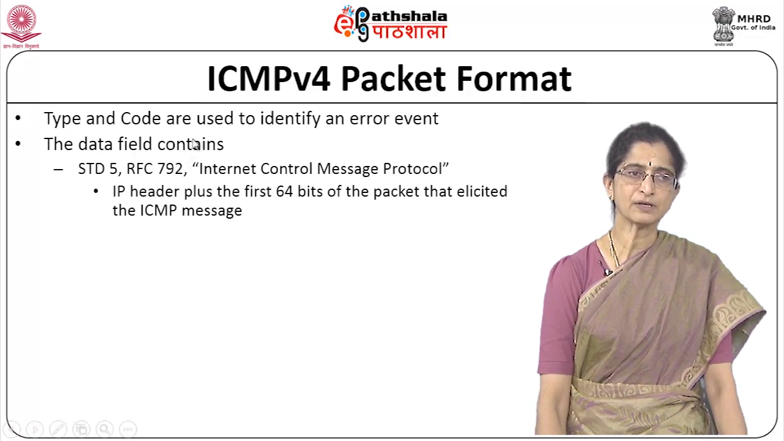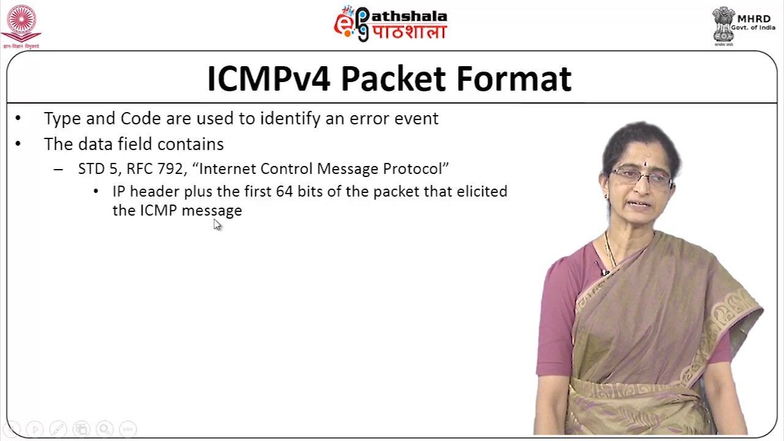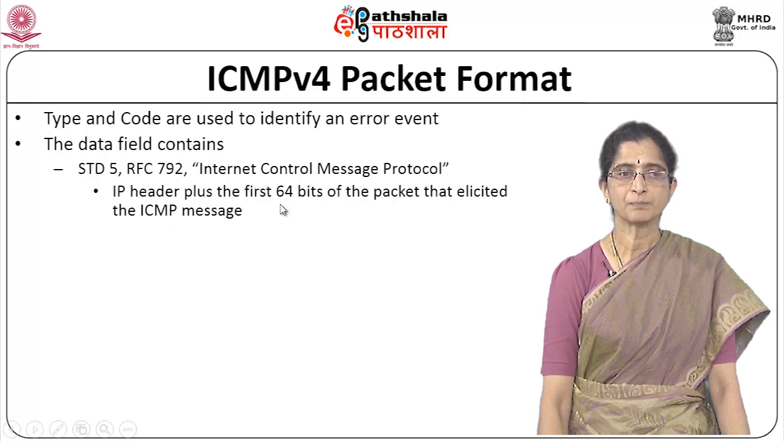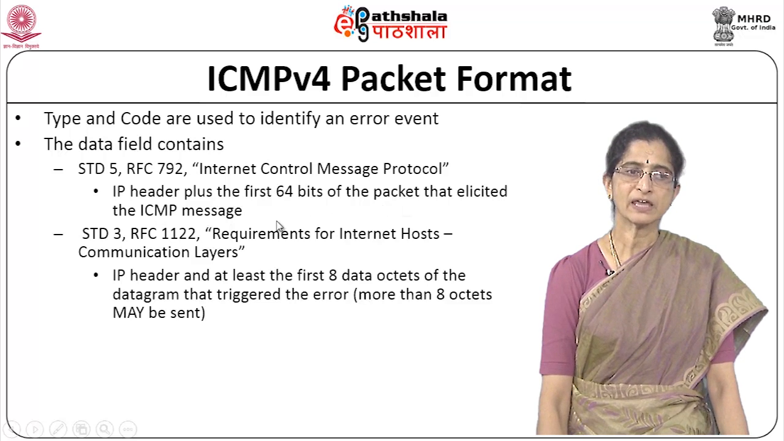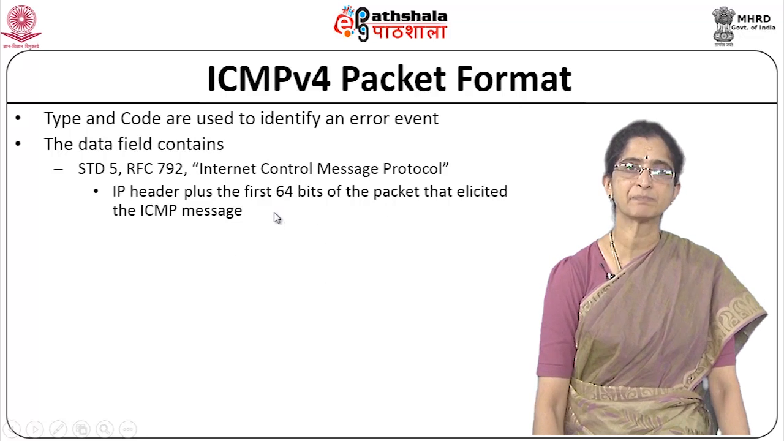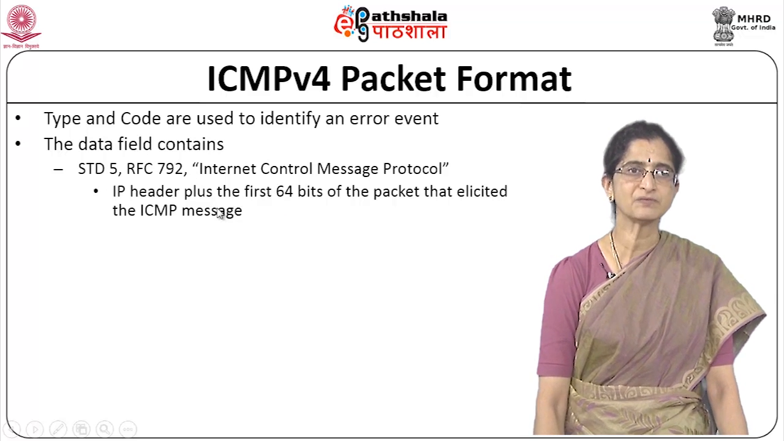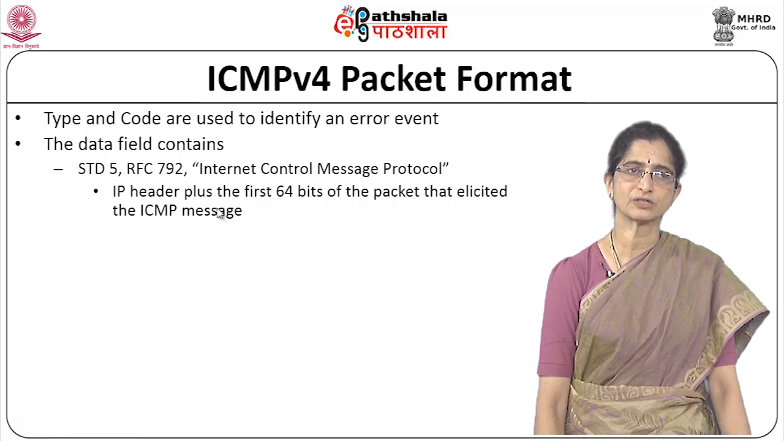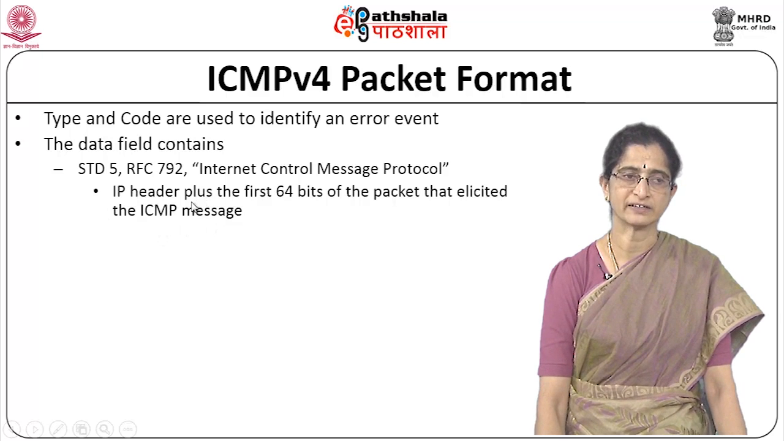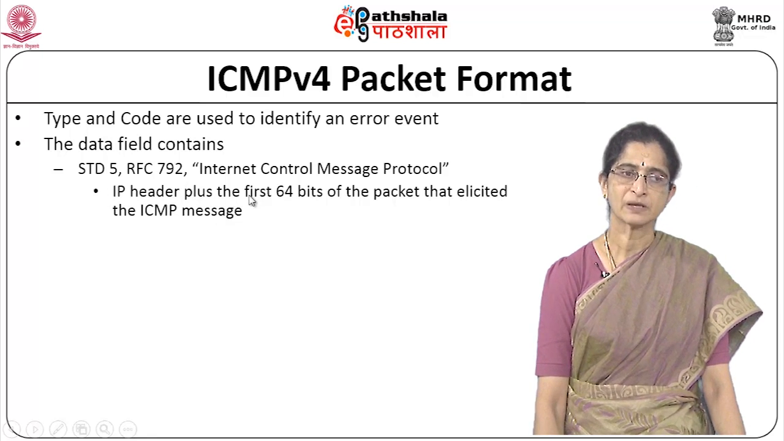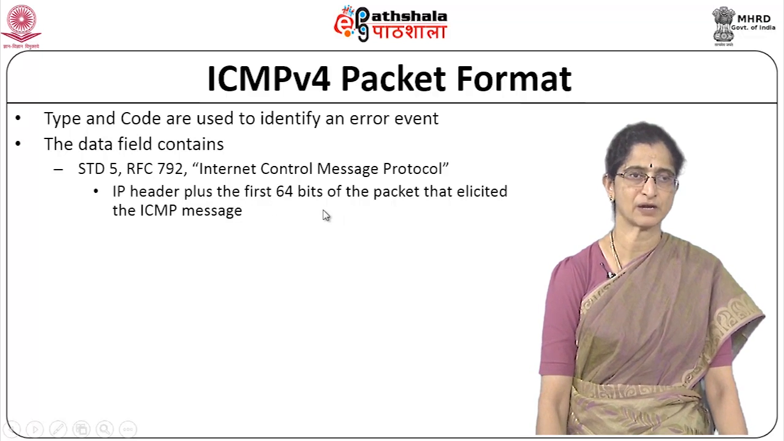The type and code, as I said, are used to identify the error event, and the data field contains the IP header plus the first 64 bits of the packet that elicited the ICMP message. That is, if a packet is in error and an ICMP packet is being sent for that purpose, this data field will contain some information about that packet. We would definitely need to know what that IP header actually contains, so that IP header is sent as such, plus the first 64 bits of that packet. This is what is extracted and sent as part of the ICMP message.